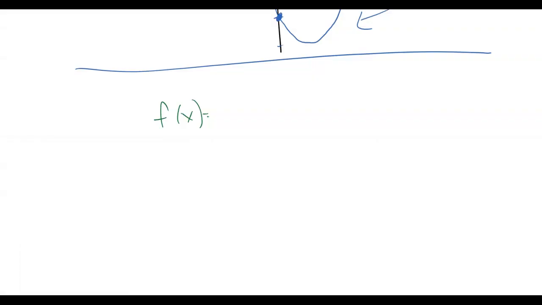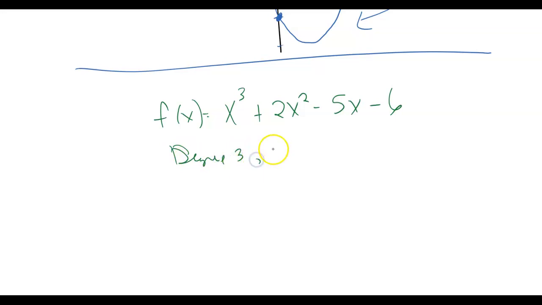So here's our problem, and what are we going to do? All right, so I know that this is a degree 3, which means we could have up to a maximum of 3 x-intercepts.